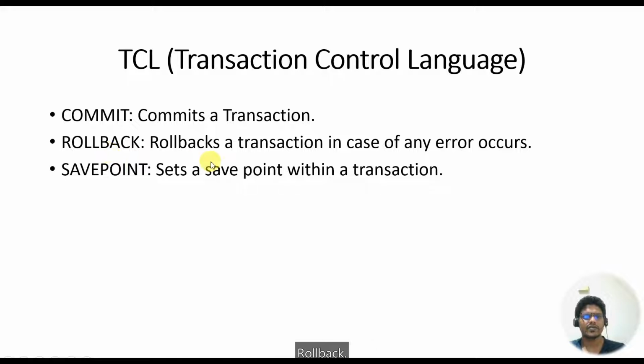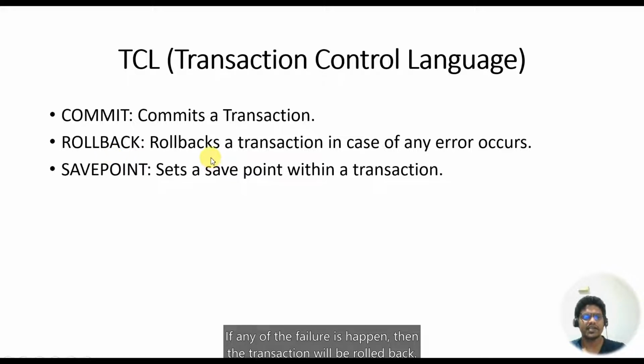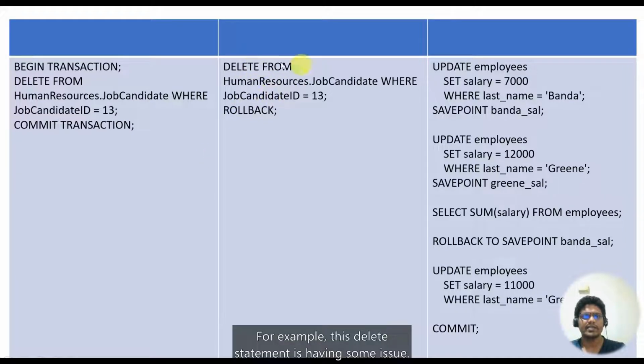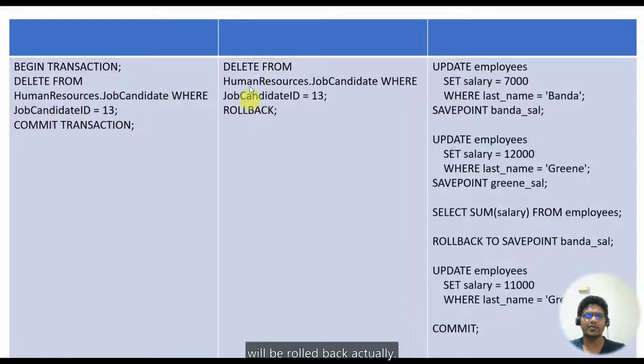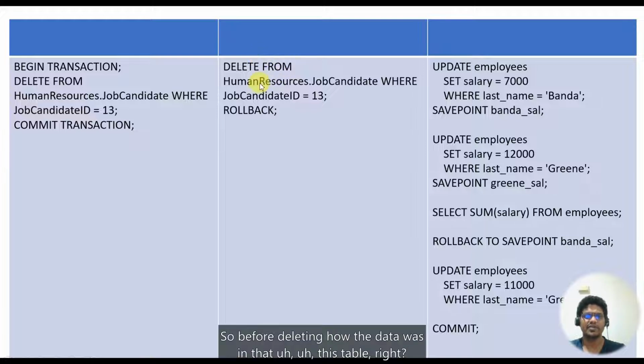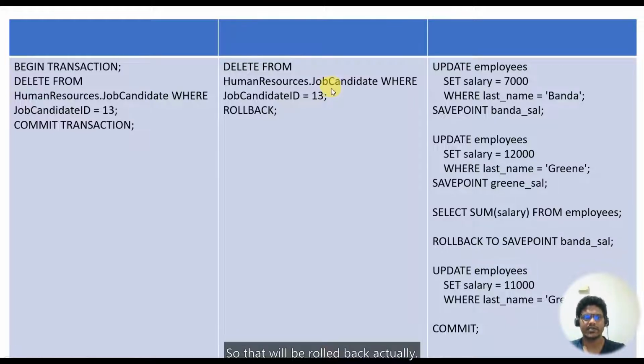Next is rollback. If any failure happens, then the transaction will be rolled back. For example, if this delete statement has some issue and it fails, then this transaction will be rolled back. The data will be restored to how it was in the table before deleting.